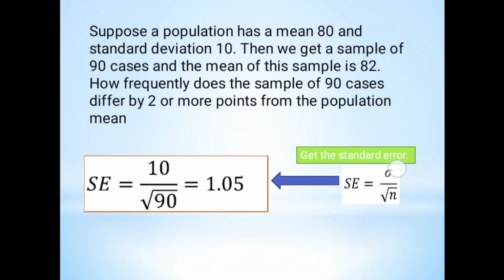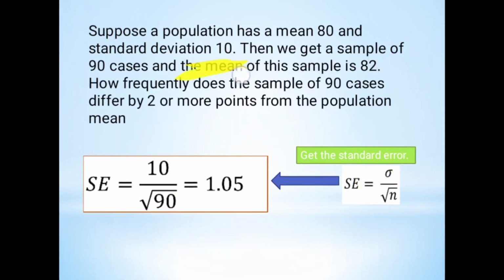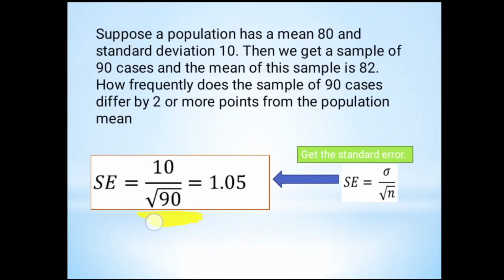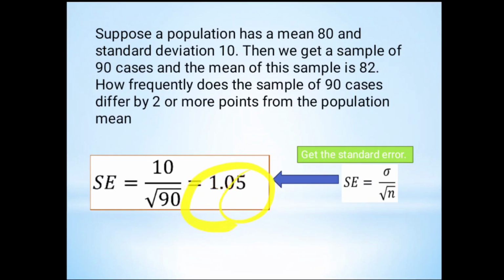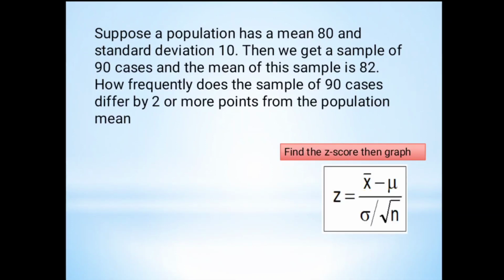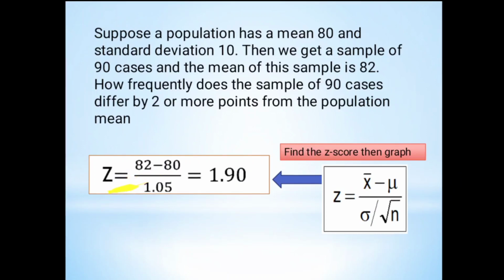So using the formula, we have population standard deviation is 10, then divided by the square root of n is 90. 10 divided by the square root of 90 is approximately 1.05. So this 1.05 will be substituted to the denominator in finding the z-score. Okay, so find the z-score, then graph. So using this formula, we will be having sample mean is 82 minus 80, our population mean, divided by 1.05. That is our standard error.